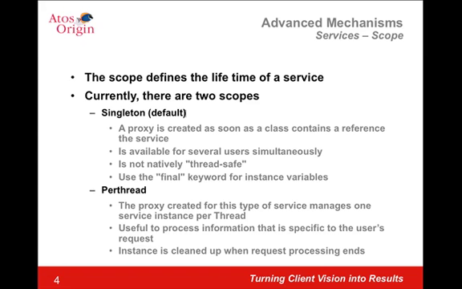We can use two scopes to define a service. A scope will show the life of a service. Singleton, the default value, is one instance of your service for all the users. Per thread is one instance per thread. This scope is useful if you want to use specific information, for example, from the user's request.